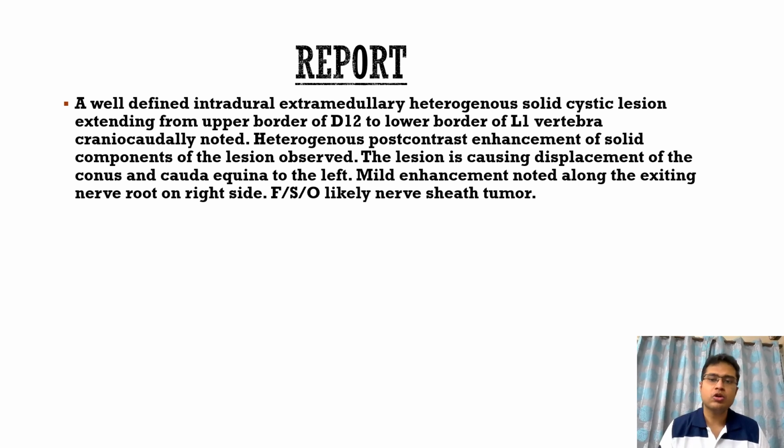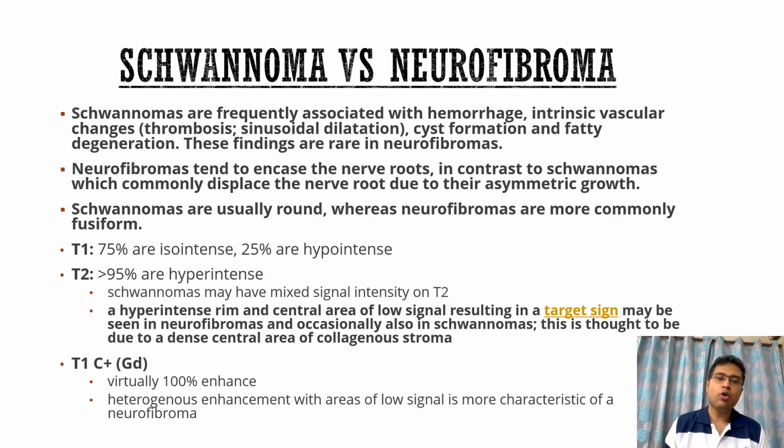The lesion was causing displacement of the conus and the cauda to the left, and there was mild enhancement that was noted at the exiting nerve root on the right side. So features were suggestive of a nerve sheath tumor. So the two most important nerve sheath tumors are schwannomas and neurofibromas.